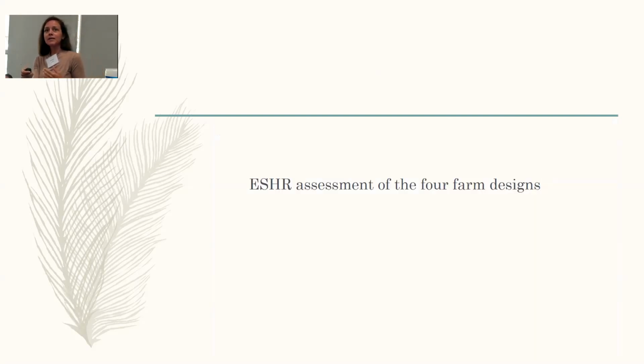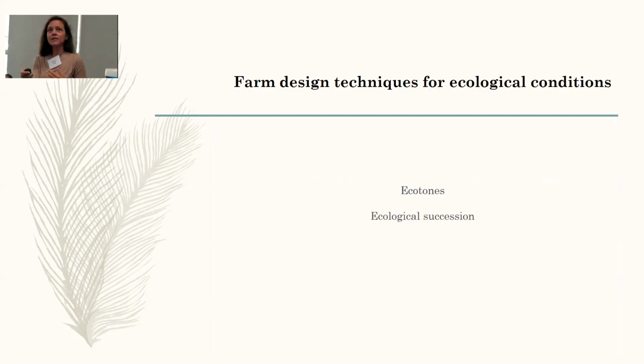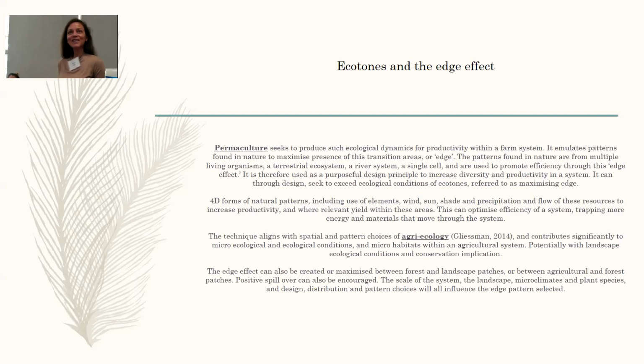So for the ESHR assessment of the four farm designs, I look at the farm design techniques for ecological conditions. The two that I took out were the ecotones and ecological succession. So for this paper, I tried to combine the common scientific or ecological terms that are positively used for functional biodiversity, and the techniques that are used in the farm design and how they come together, to try and create a bit more understanding between the disciplines. Or permaculture can be called a discipline, even though some people don't think it can. So that's sort of what I tried to do.